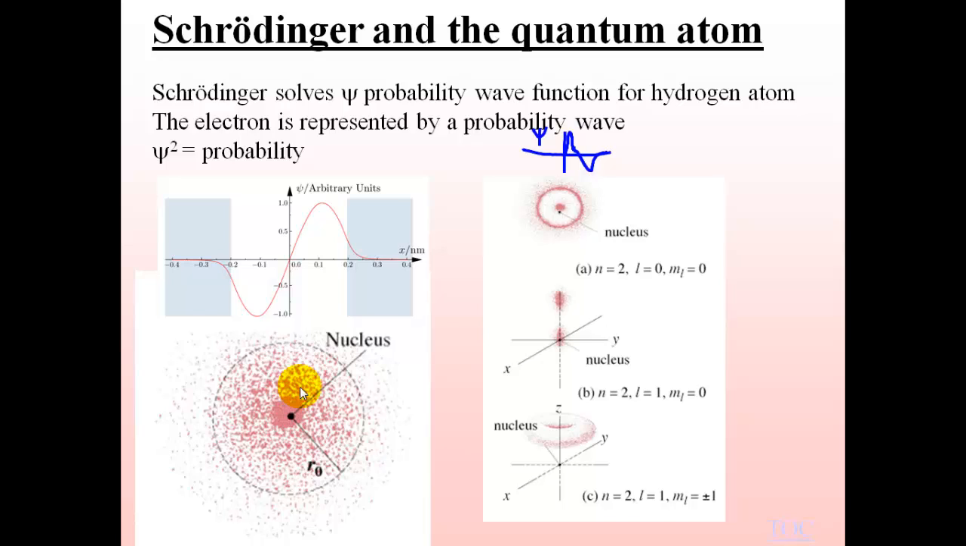As you get to higher and higher energy levels, it becomes more and more complicated. So there's no chance of it being found here, but there's a high chance of it being found here. It depends on which order of the wave you're referring to.